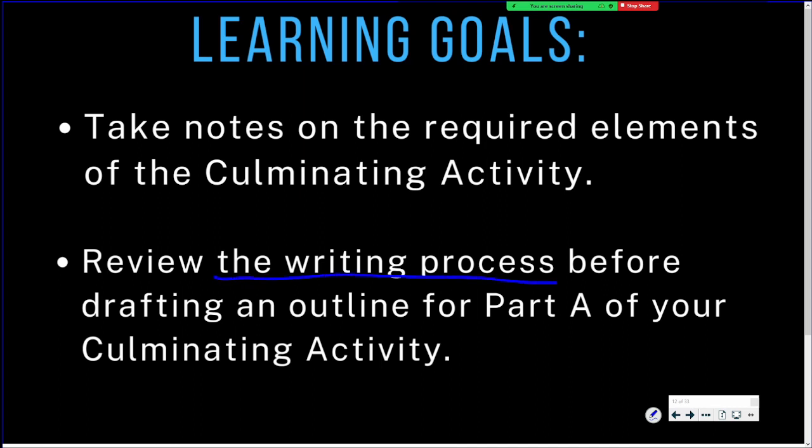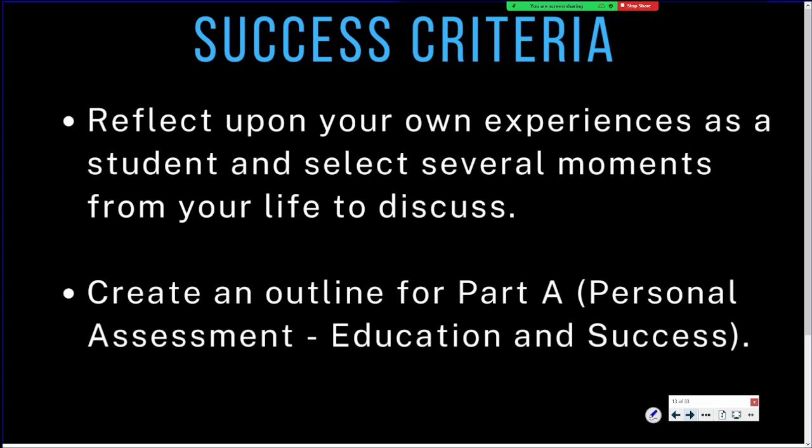Very key component of ENG3E. So review the writing process before drafting an outline for Part A of your culminating activity. So I'm hoping that by the end of today's class, after you've watched it, one of your success criteria will be to create an outline for Part A.